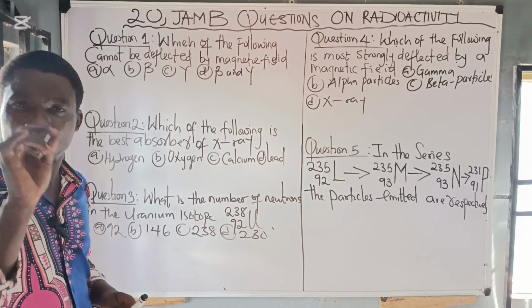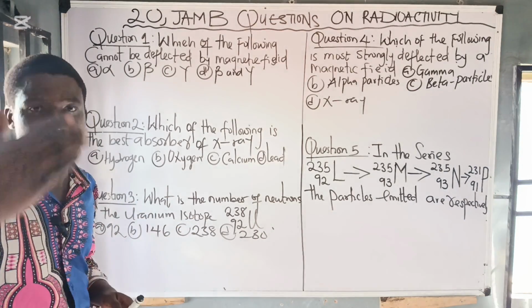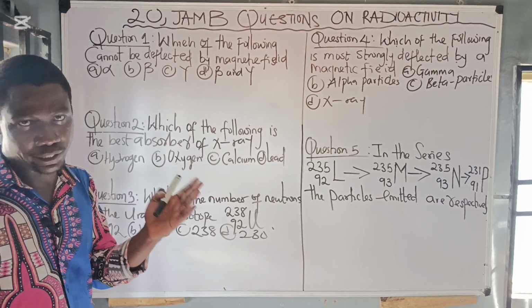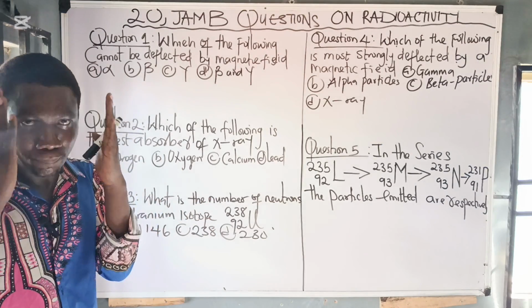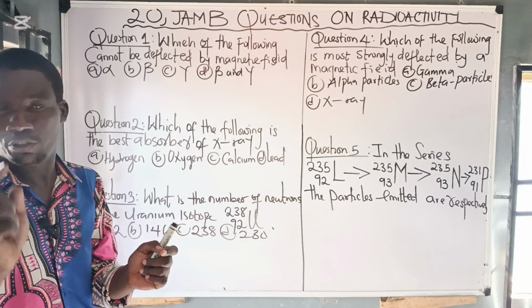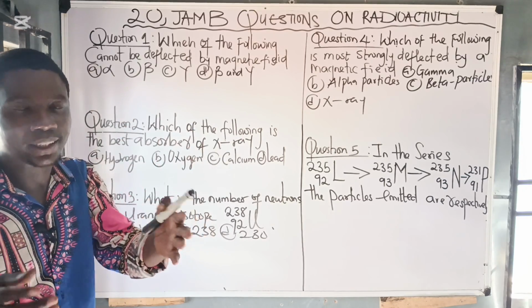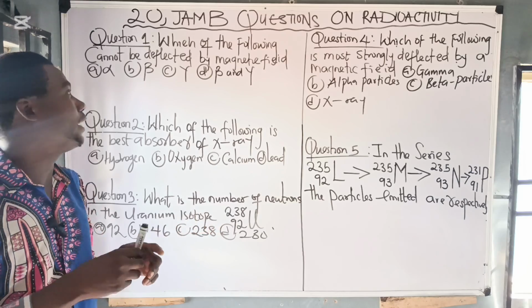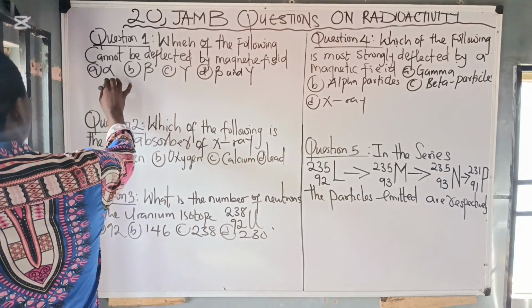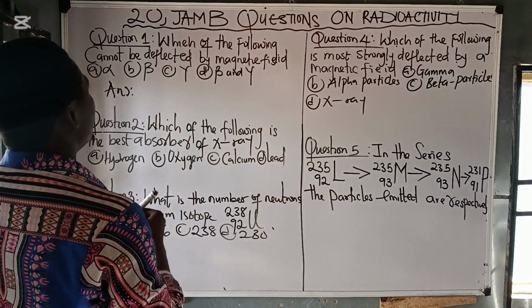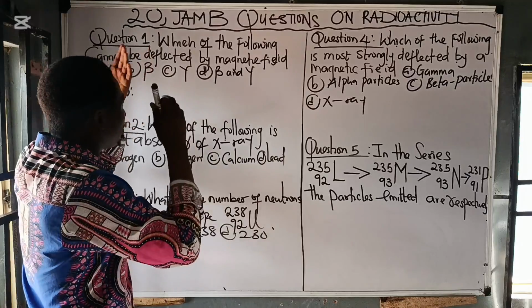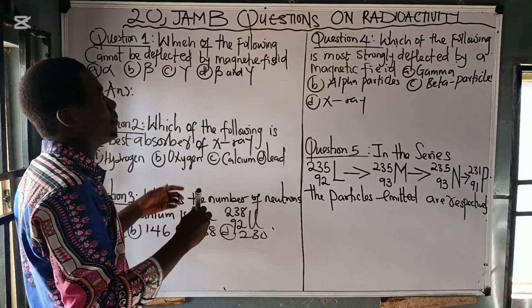Don't forget, in radioactive reactions or radiations, there are three major types of radiation. We have the alpha, the beta, and the what? Gamma. If you have not watched my videos on radioactivity part 1, part 2, and part 3, please do well to watch that video, okay? Now, the answer to this question is, which of the following cannot be deflected by a magnetic field?